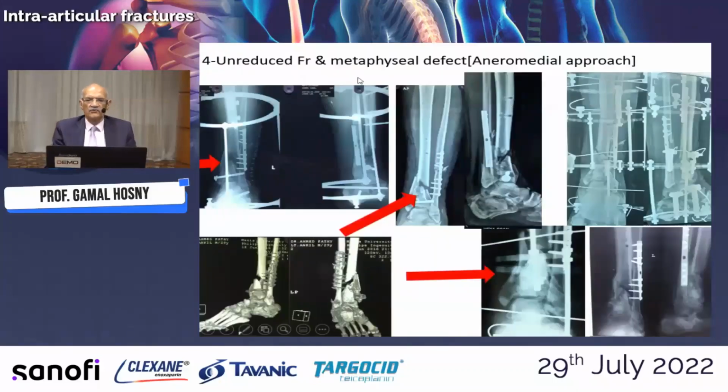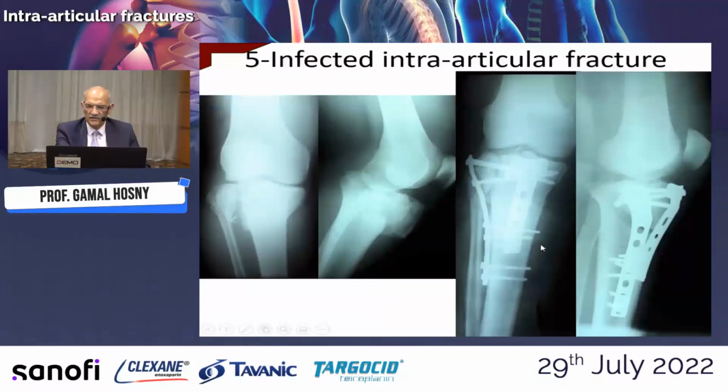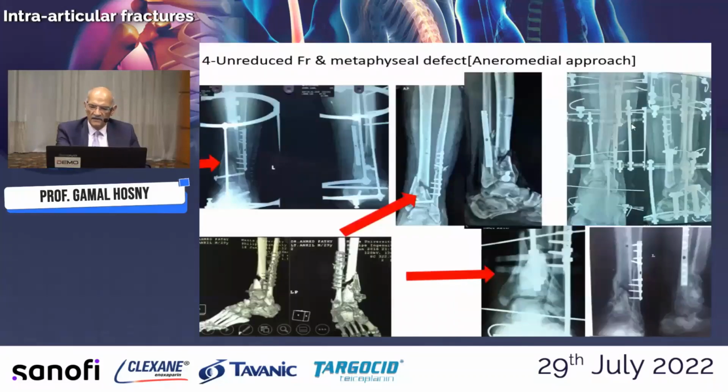Unreduced and metaphyseal defect. If the patient comes with infected plating, like this patient, with multiple metaphyseal defects and hybrid fixation, we removed the fixator and we removed everything, and we did reduction using the frame, as you see here. And this is the final picture, complete union.